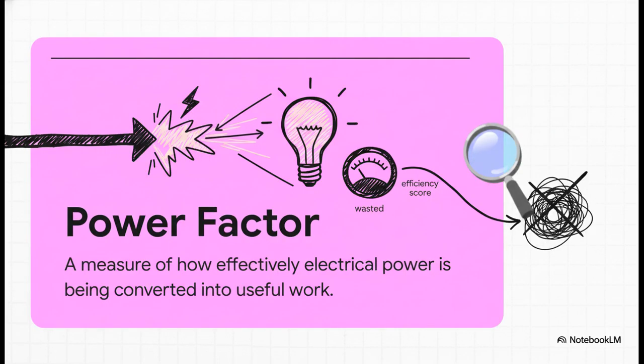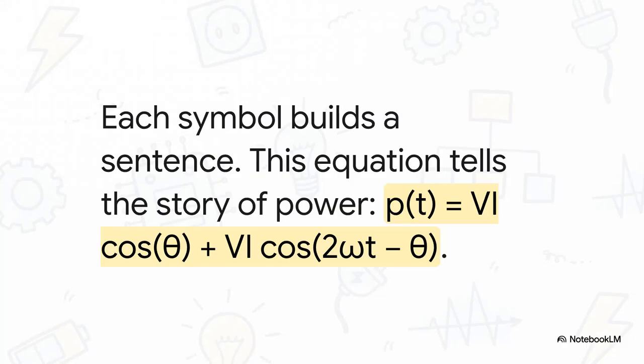So, what kind of stuff do these recipes calculate? Well, a really important one is something called the power factor. You can just think of it as an efficiency score. It tells you how much of the electricity zipping down a wire is actually doing something useful, like lighting up your room, versus how much is just getting wasted along the way. And this is like a perfect sentence written in that language. It tells a whole story.